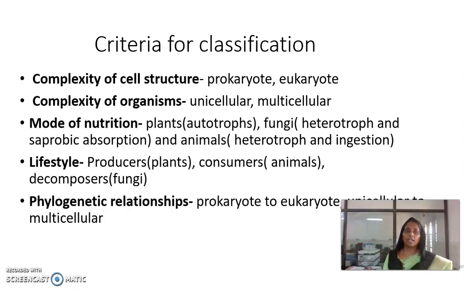Then the 4th criterion is lifestyle, that is whether the organism is a producer in the ecosystem or a consumer or a decomposer. Then phylogenetic relationship includes prokaryotic to eukaryotic forms, unicellular to multicellular forms. These are the main criteria used for the classification by R.H. Whittaker.